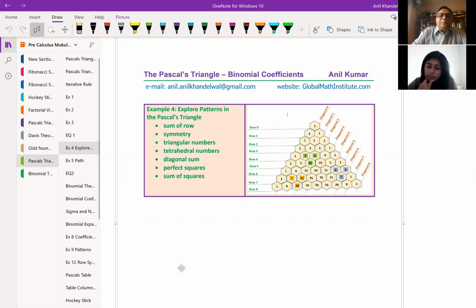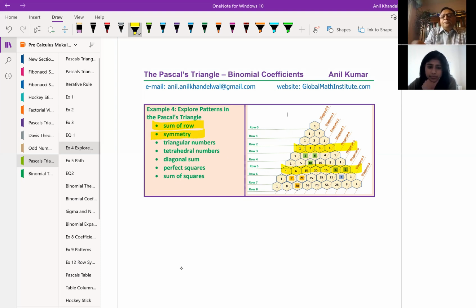Now here is example 4. Explore patterns in Pascal's triangle. Again, the same triangle is shared with you with the row numbers and diagonal numbers. There are so many patterns which you can find. I just wrote, you could find the sum of a row. For example, you can add them all and see what you get. If you do it for a couple of rows, you will see a pattern. You need to recognize those patterns.